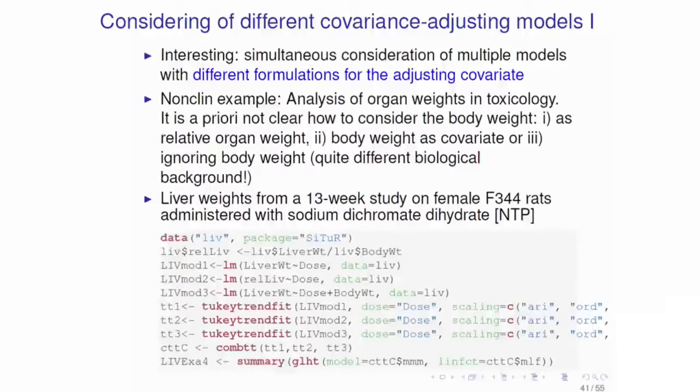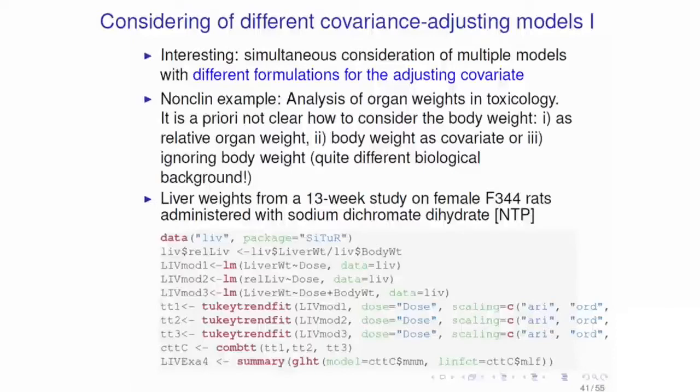Coming back to the organ weight example, we have the problem: should we consider organ weight alone, organ weight adjusted by body weight, which many people do, so-called analysis of covariance for one covariate, or what toxicologists do, relative organ weights. They take simply liver weight divided by body weight as a new endpoint, relative liver weight.